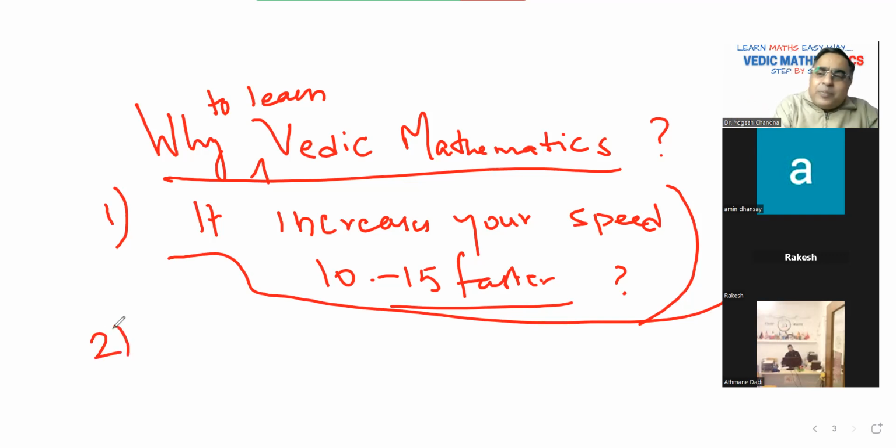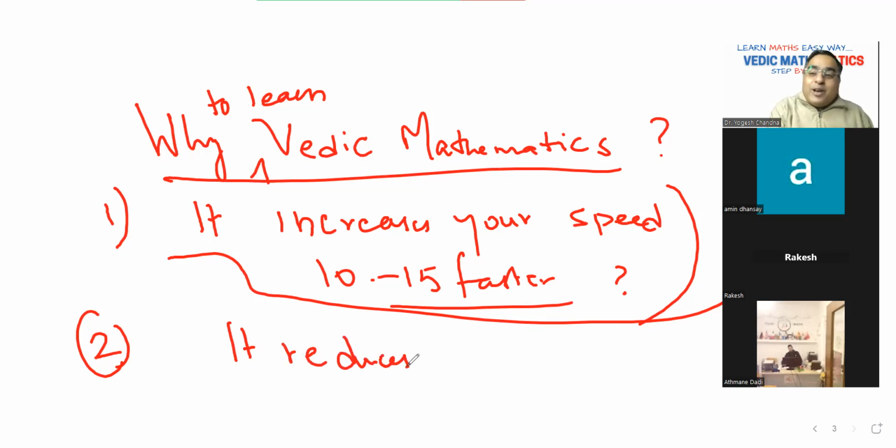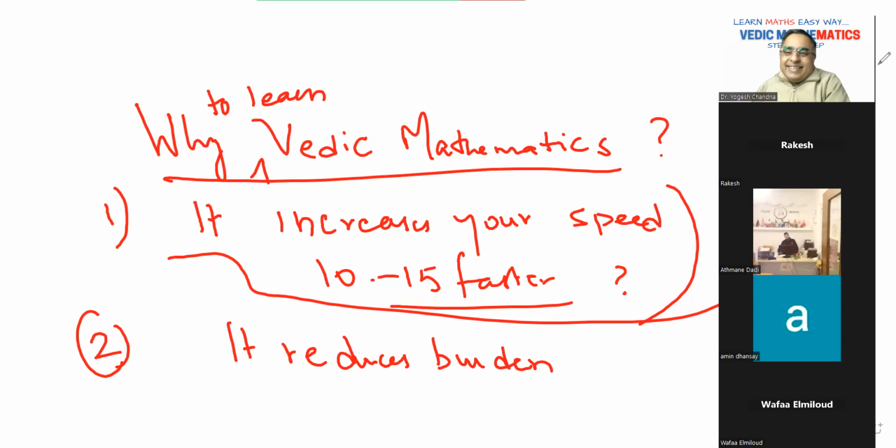Second reason for learning Vedic mathematics. Now, how many of you, okay, let me put it another way. It reduces burden. Now, what is a burden? What is a burden in mathematics? Yes, Amin, Rakesh, Wafa. Yes, sir. What is burden in mathematics?